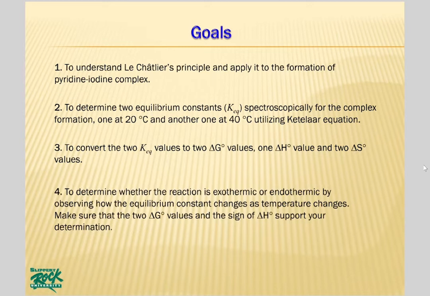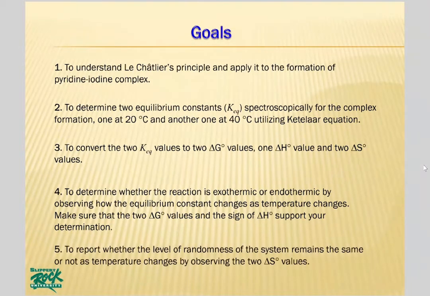Check how the equilibrium constant changes as temperature changes, because it indicates whether the reaction is exothermic or endothermic. Make sure that the two delta G naught values and the sign of delta H naught support your determination. Finally, you will determine two delta S naught values. Report whether the level of randomness of the system remains the same or not as temperature changes by observing the two delta S naught values.